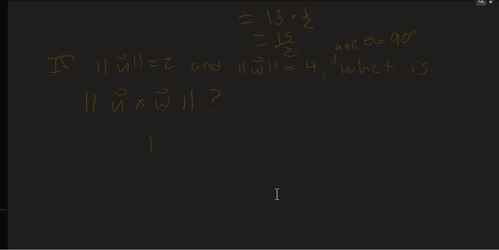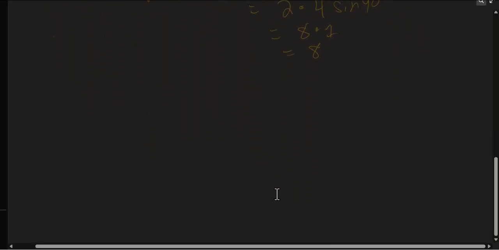Okay, so the answer is the magnitude of U cross W is the magnitude of U times the magnitude of W times the sine of theta. So that is 2 times 4 times the sine of 90 degrees, and the sine of 90 degrees is 1, and so that's 8. Okay, so what are some values of sine that you should know?